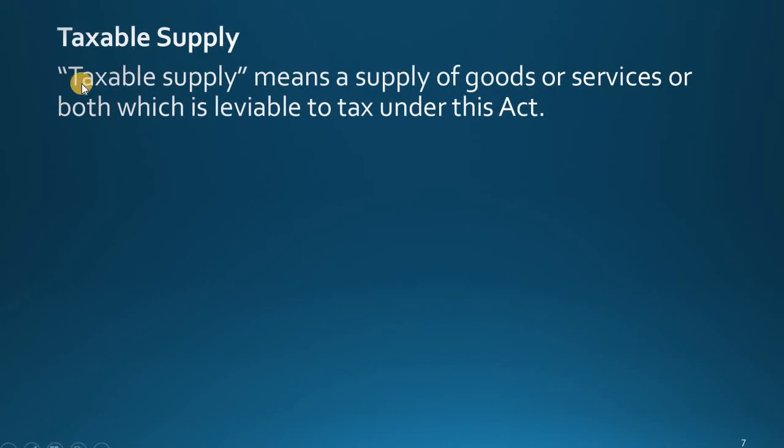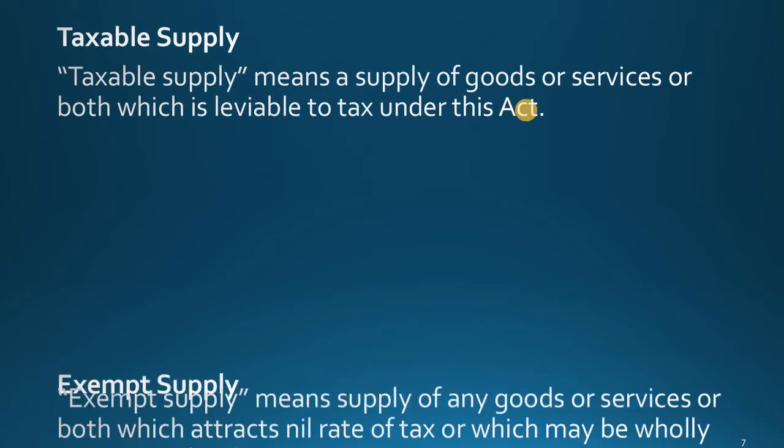As per the GST Act, taxable supply means a supply of goods or services or both, which is leviable to tax under this Act. So this is the meaning of taxable supply. In simple words, whatever supply of goods or services on which tax is levied, or on which GST is levied.